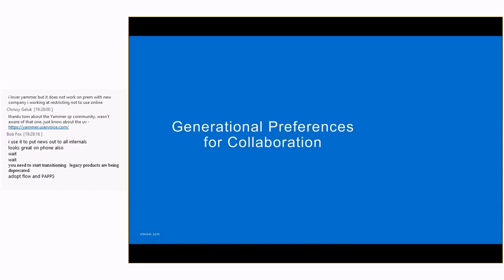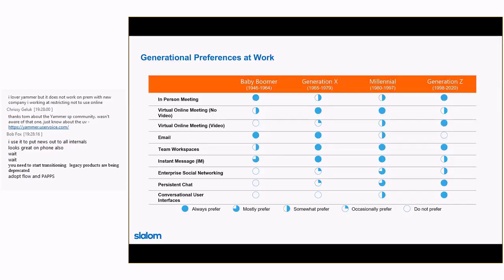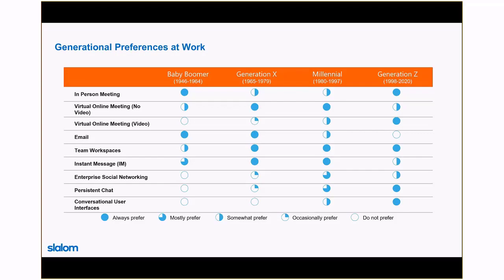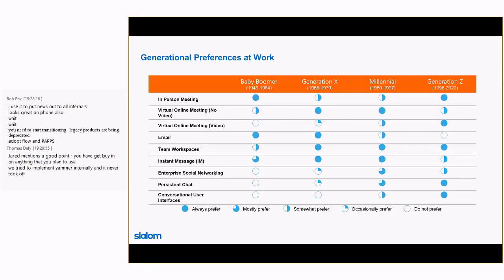Some generational preferences for collaboration. I stole this from Ignite Australia last year. There were some surveys done by some really smart people. I think there was an E&Y case study that was developed. This shows generational preferences at work for different types of things, and it's kind of interesting. If you look, baby boomers and Generation Z, or Z, depending on where you're from, actually prefer in-person meetings, and millennials are sort of half and half, which might not fit the stereotype of what you think about Generation Z.